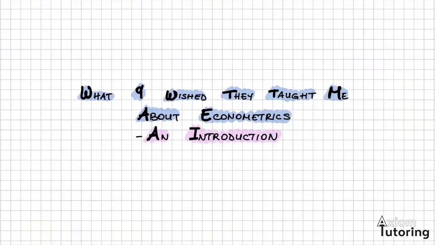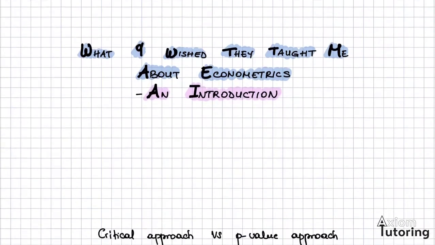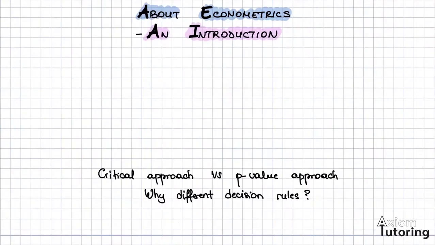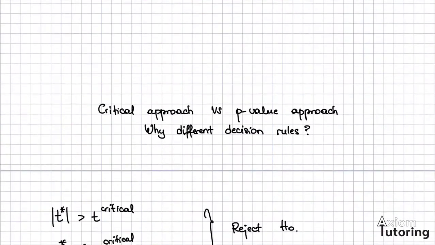In the previous two videos, we saw step-by-step procedures for both the critical value approach and the p-value approach to doing hypothesis testing for one single coefficient. In this video, we're going to talk just a little bit more about the differences between the critical value approach and the p-value approach, and why they have different decision rules.